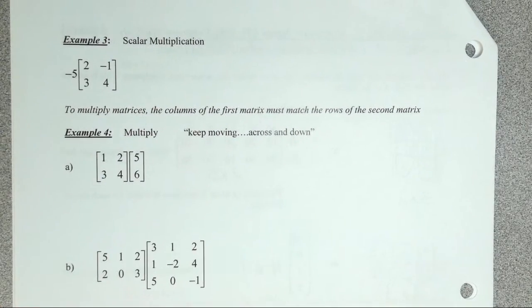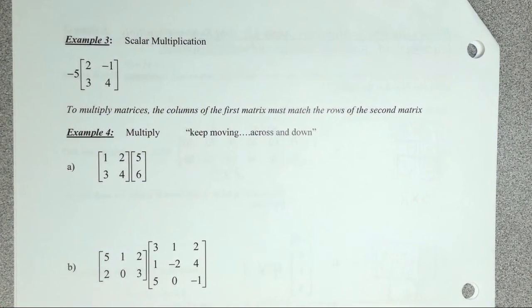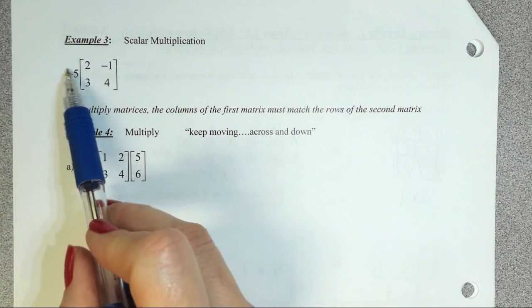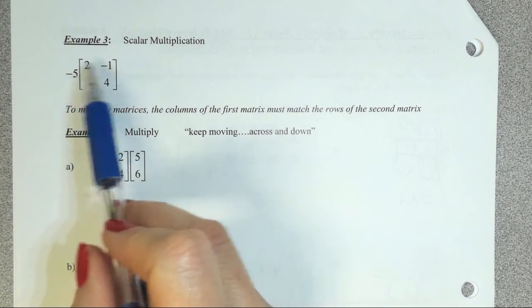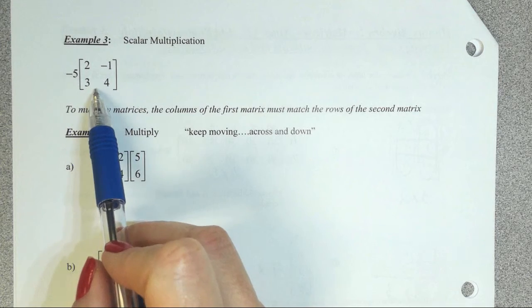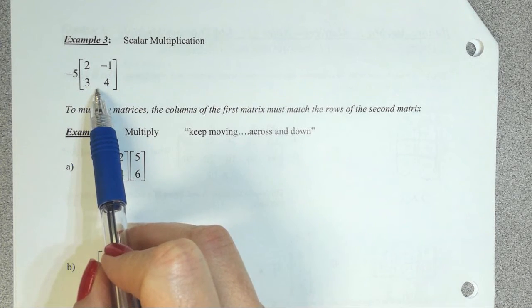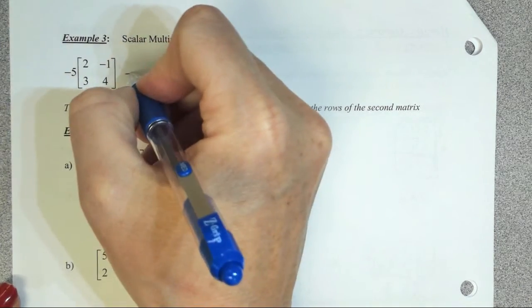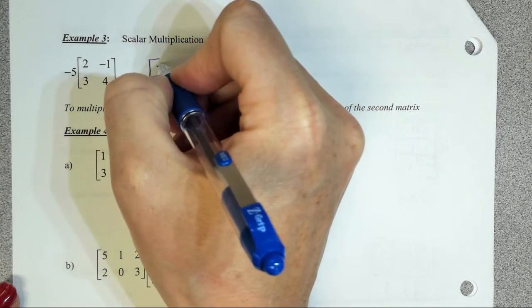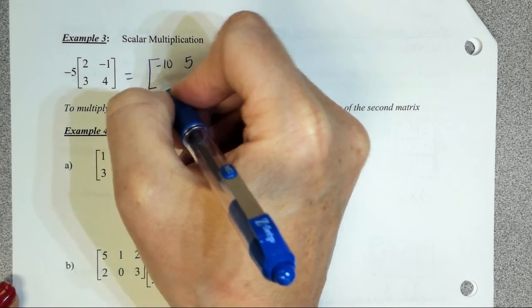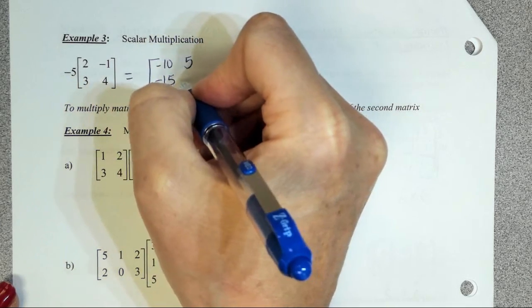Scalar multiplication is very easy. You do exactly what you would think you should do. This is negative 5 times this entire matrix. So what do you think we do with each of those entries? Yeah, multiply them each by negative 5. Negative 10, 5, negative 15, negative 20.